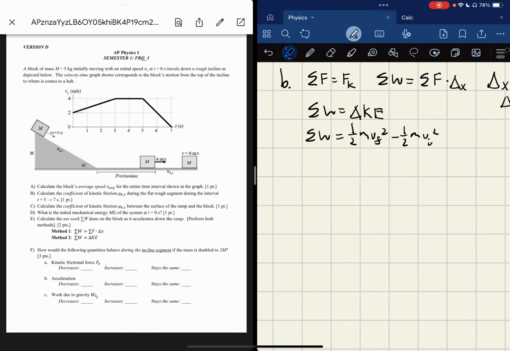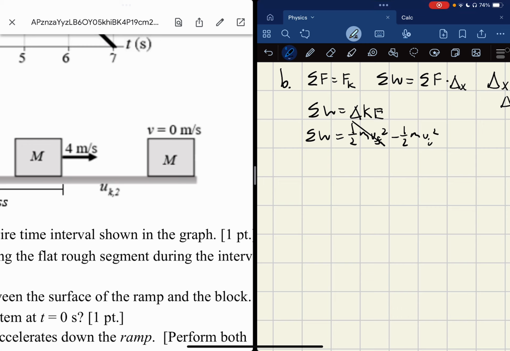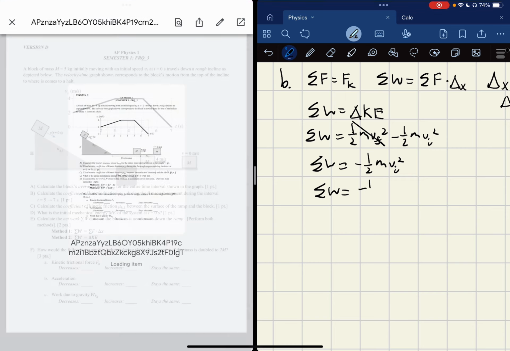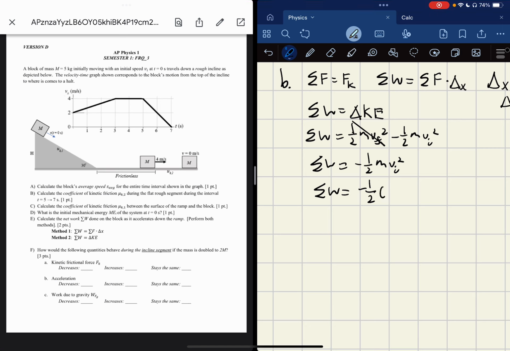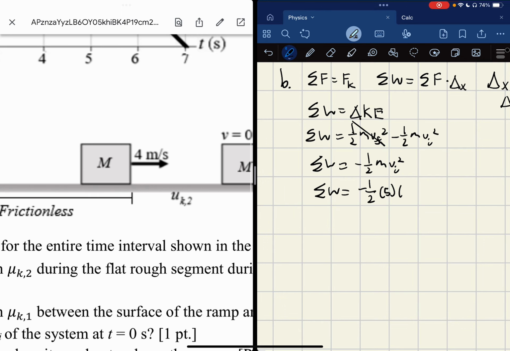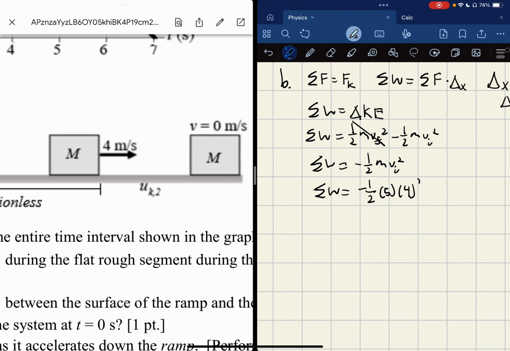And then we just cancel this one out because at the end there's velocity 0, so we just have vi, so net work is equal to negative 1/2 m vi squared. So net work is equal to, just plug in the values we know. 1/2, and then mass we know is 5, and then vi we know is 4 because you're asked to find that segment, and it starts at 4, squared. And that net work is equal to negative 40.